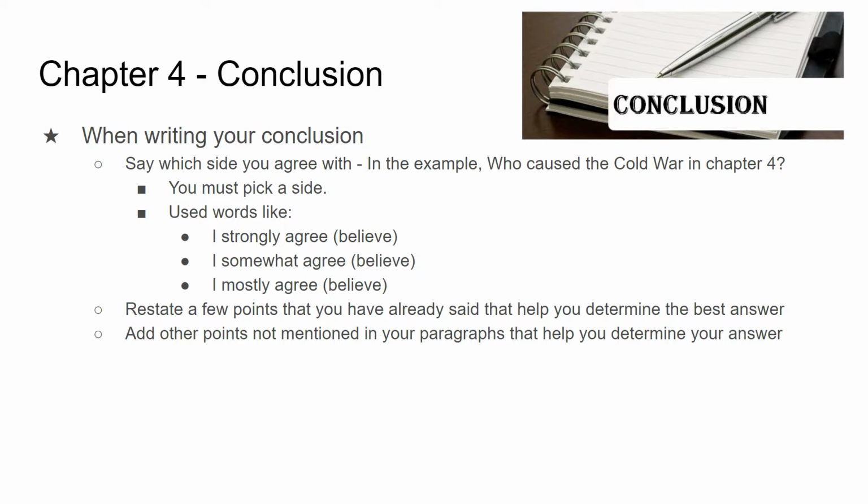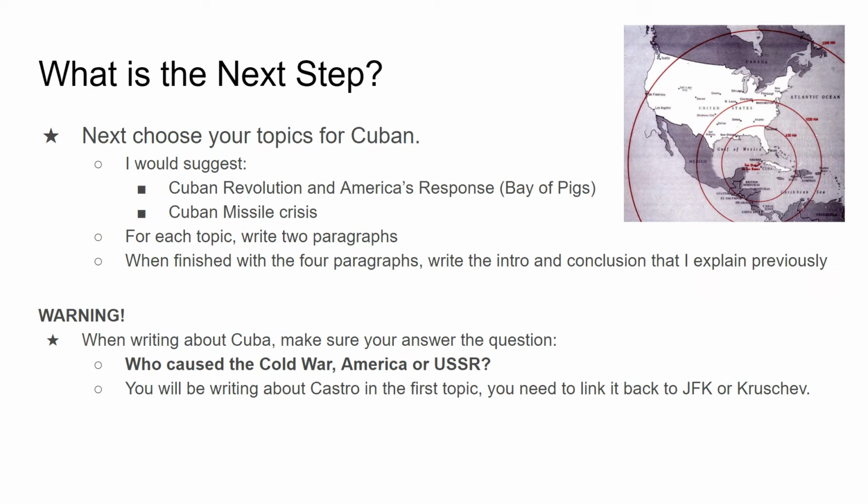When you're done with your chapter 4 conclusion, the next step is that we are going to write about Cuba. Now for Cuba, since it's only 1/3 of all of chapter 5, it's easiest if one of your topics is the Cuban Revolution and the Americans' response to it, which is the Bay of Pigs, and the Cuban Missile Crisis. Just like you previously did, for each topic, you're going to write 2 paragraphs.